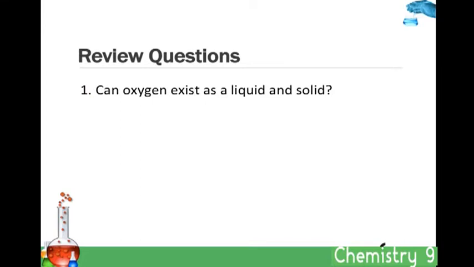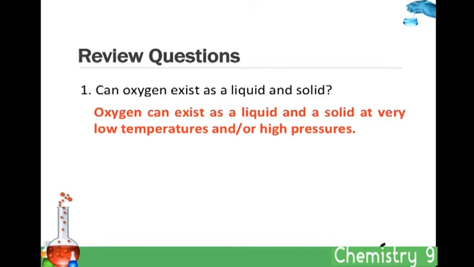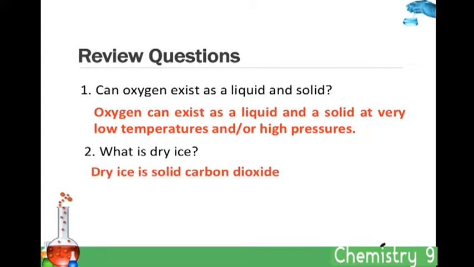Can oxygen exist as a liquid and a solid? Oxygen can exist as a liquid and a solid at very low temperatures and/or high pressures. What is dry ice? Dry ice is solid carbon dioxide.